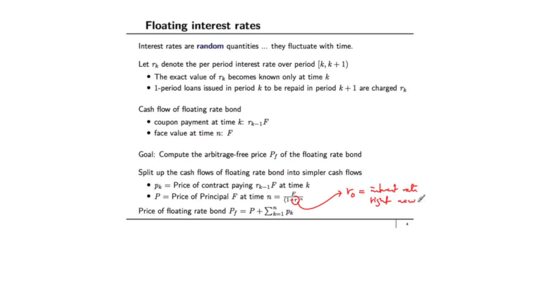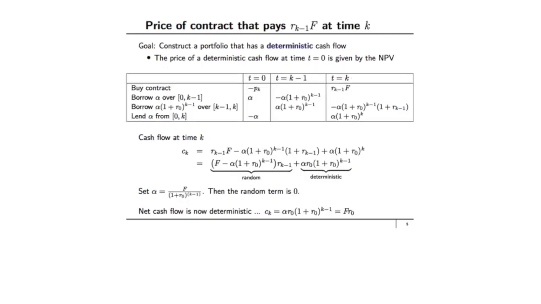Using the linear pricing theorem, we know that the price of the floating rate bond, P_f, is nothing but capital P, which is the price of the principal, plus the sum of k going from 1 through n of little p_k, which are the prices for the instrument that just pays R_{k-1} times F at time k. In the rest of the slides, I'm going to try to compute for you what this p_k is.